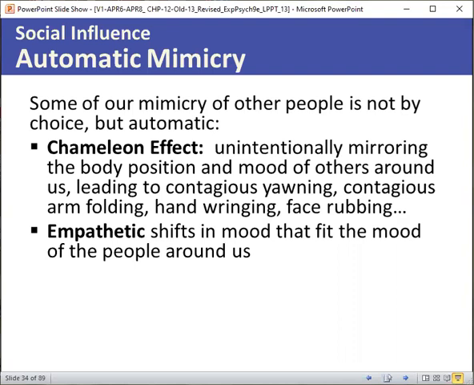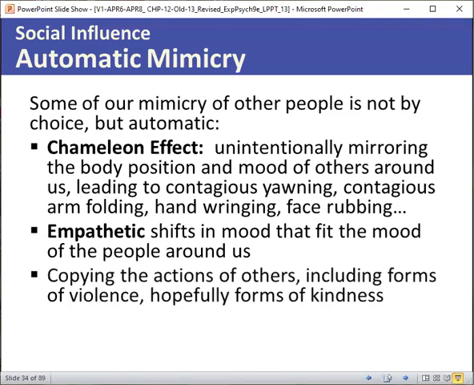Then we have the empathetic shifts in mood that fit the mood of people around us. So if they're in a certain mood, you may sort of align your mood to be more aligned with them, okay? Now, why does this happen? Again, at some level, you're making a connection to them. You're sort of starting to agree with them a little bit and see some sort of connection: I'm just like you, I'm moving my hands too. All right, copying the actions of others, including forms of violence, hopefully also forms of kindness. So we see that this mimicry can be happening at an automatic, unconscious level as well. We don't necessarily know that we're doing it, but we just wind up doing it.